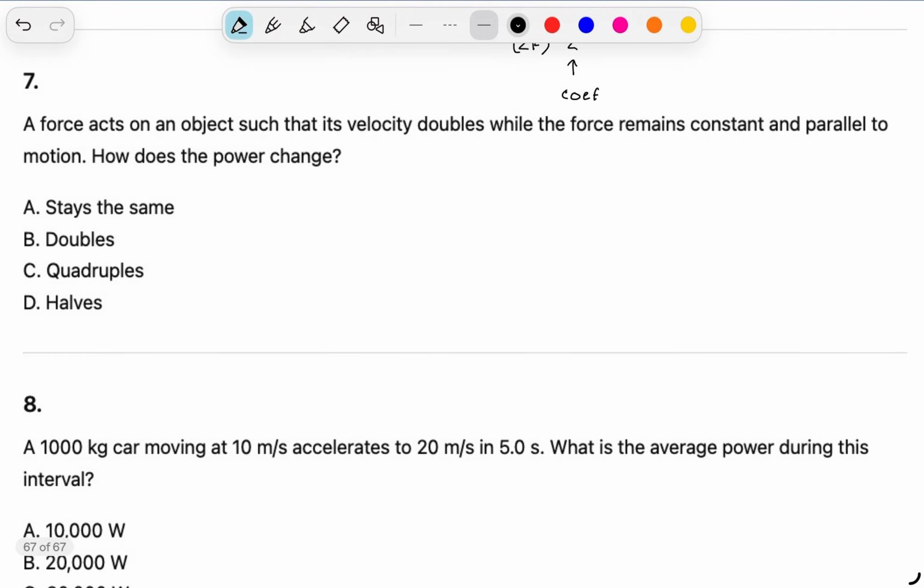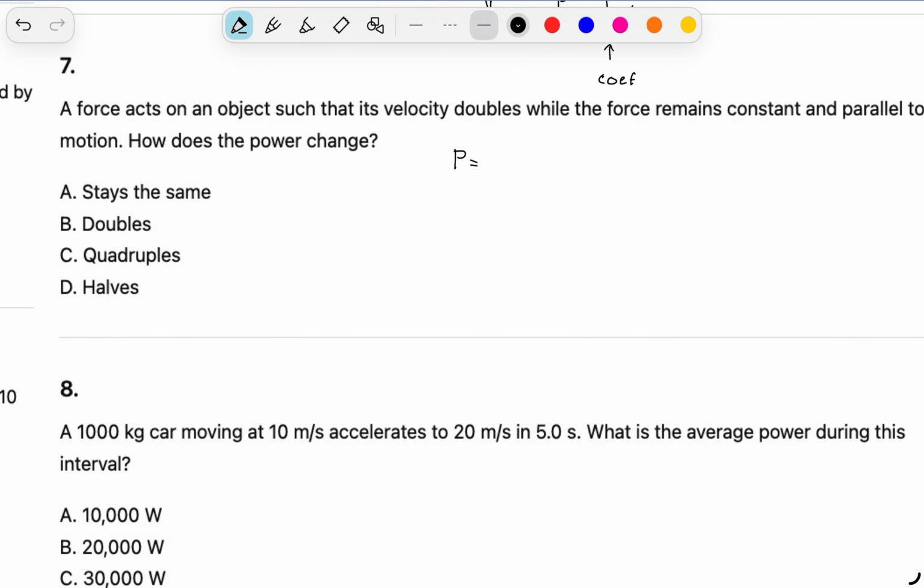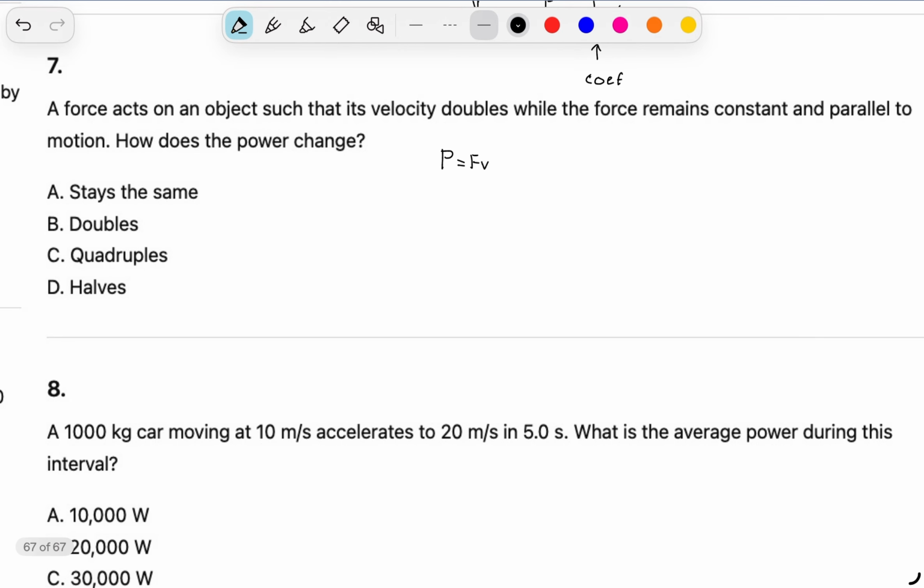A force acts on an object such that its velocity doubles while the force remains constant and parallel to the motion. How does the power change? So power is equal to force times velocity, and your new power is equal to force times twice your velocity, which is going to be 2 times FV. So your power doubles because that's what your coefficient is.